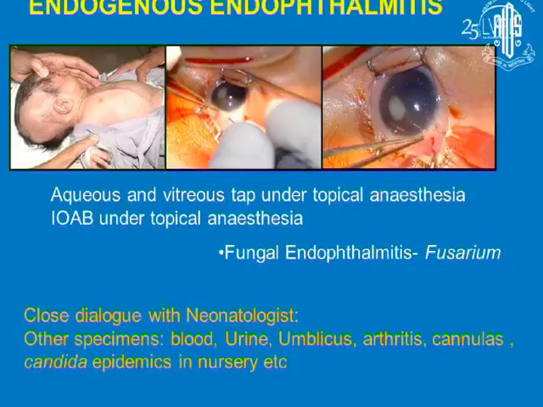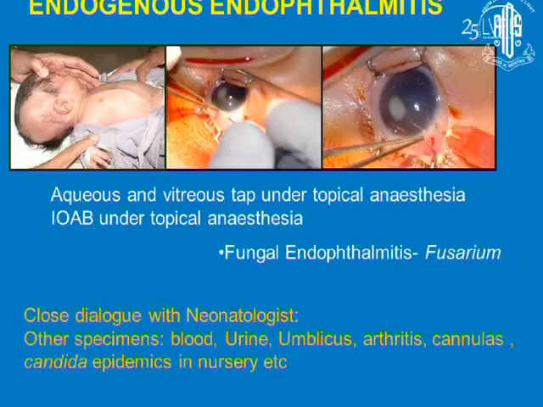We did aqueous and vitreous tap, and this grew fusarium. Now fusarium has not been reported in neonatal endophthalmitis, not a single case we could find. Then we told the pediatrician that possibly it's coming from the shunt. The shunt was working fine and the child was fine, but because of our report, they removed the shunt and it also grew fusarium.